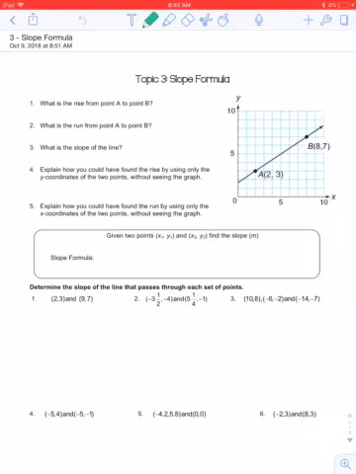Okay, so topic 3 is about the slope formula, and specifically finding the slope when you're just given the points. So we're going to start with something familiar, which is a graph. It says, what is the rise from point A to point B? So again, I draw my triangle like we've been doing in class.